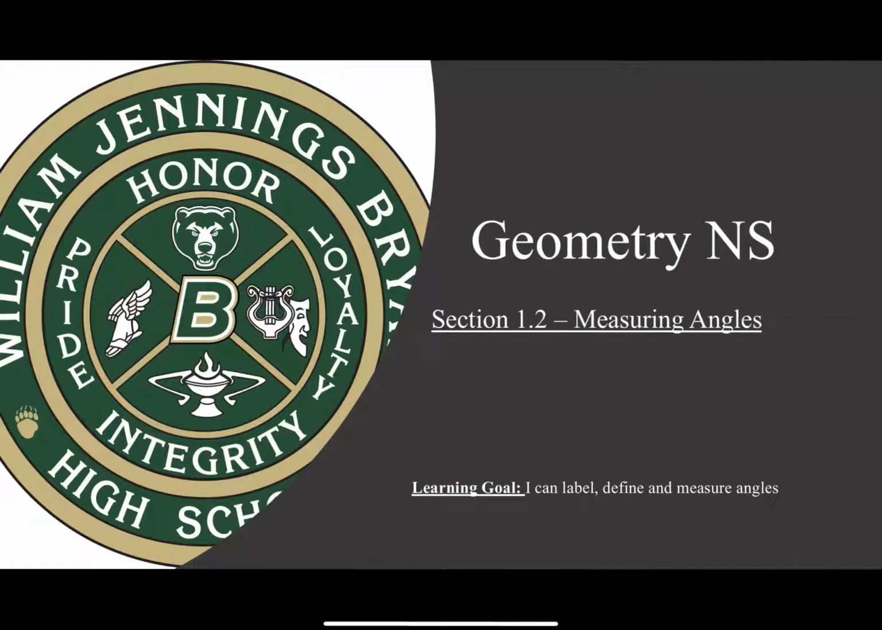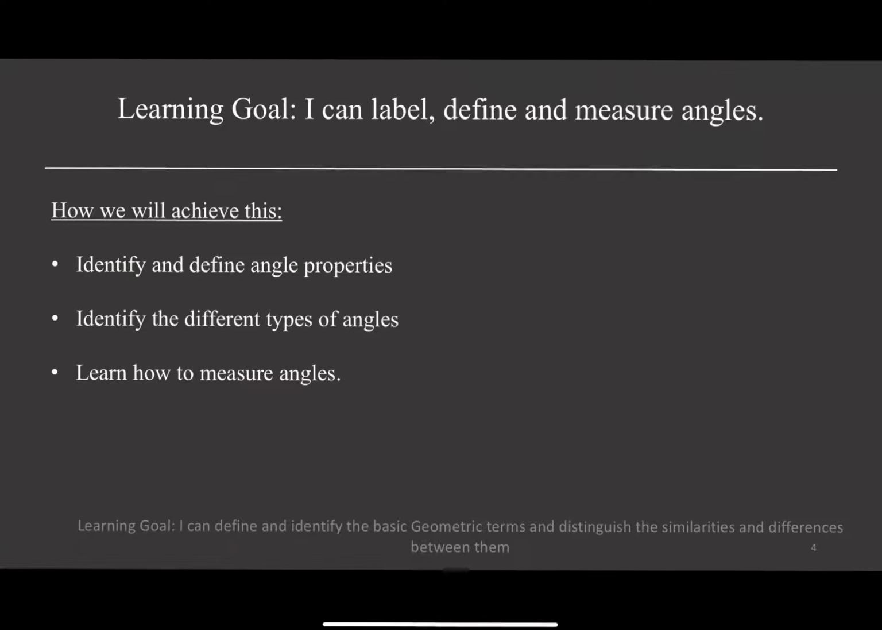It's Geometry NS Section 1.2, Measuring Angles. Our learning goal for this section is to label, define, and measure angles. And the way we're going to achieve this is by identifying and defining some angle properties. We're going to identify the different types of angles, and we're going to learn how to measure angles.